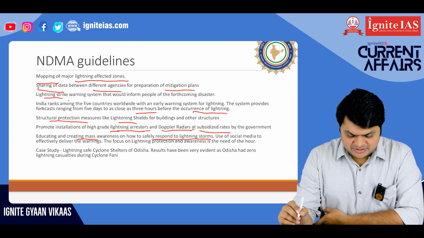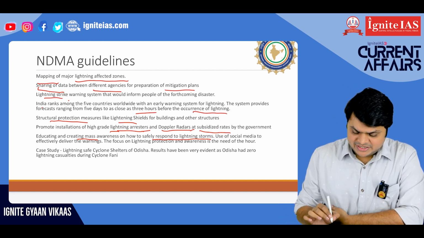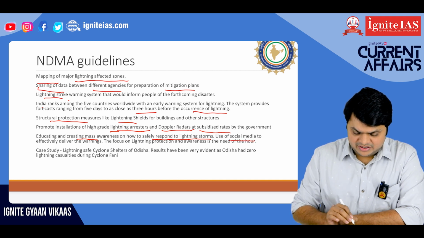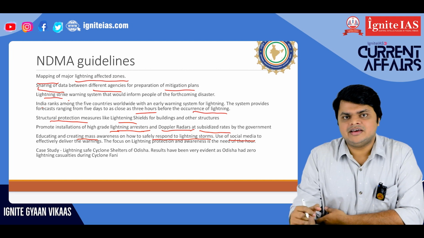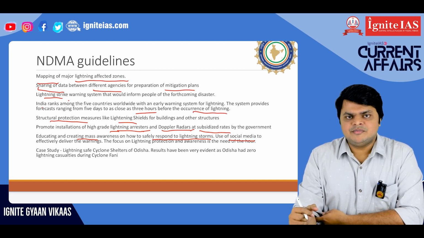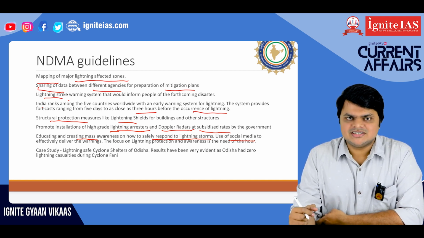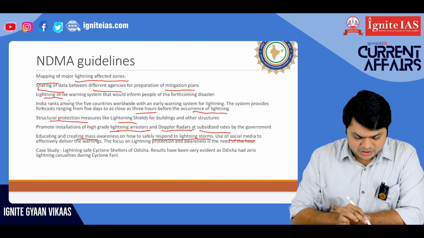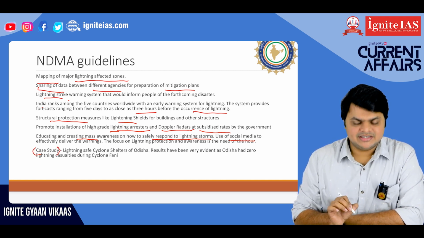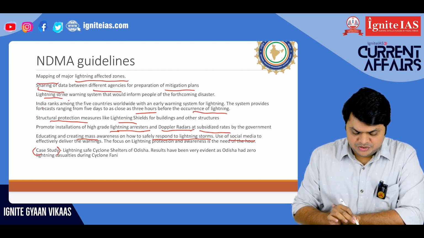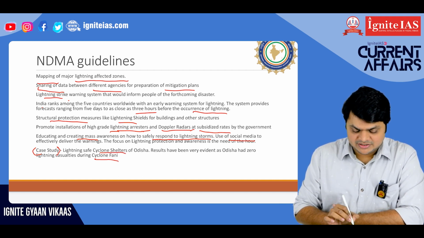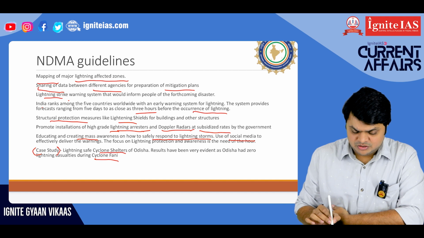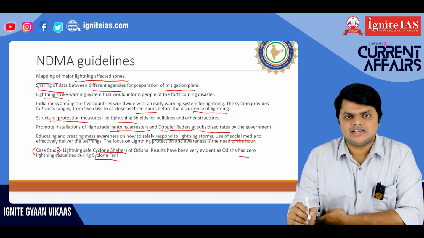So we need to create awareness, and that can be done by use of social media, and also we can have training programs, and at the local gram panchayat level, the administration should be trained to take effective measures against lightning. One important case study which you can quote in your mains answer is in Odisha. During cyclone Fani, which recently took place in Odisha, the government installed cyclone shelters, which ensured that there were zero deaths from lightning during the cyclone.